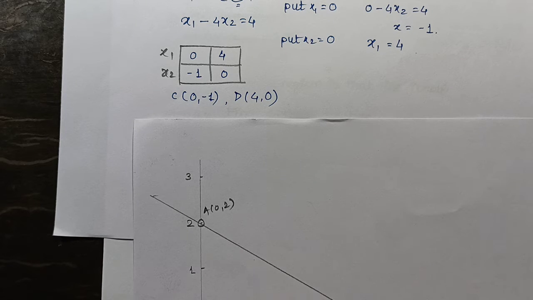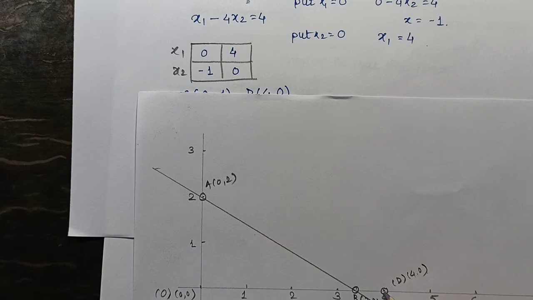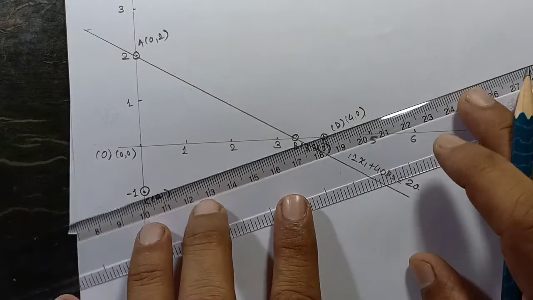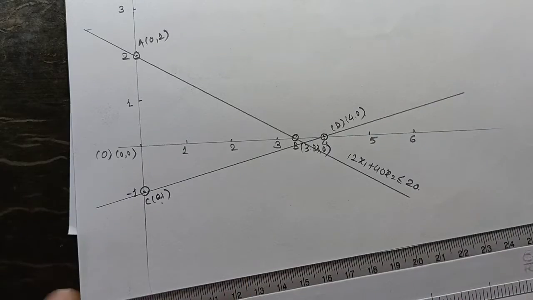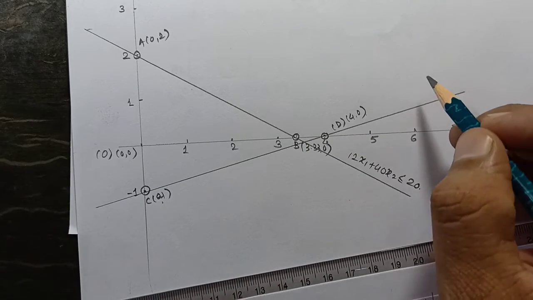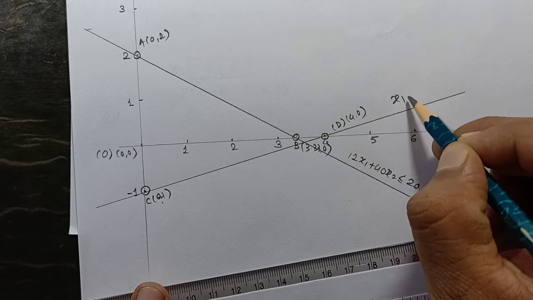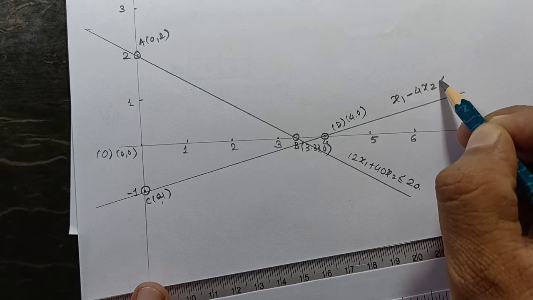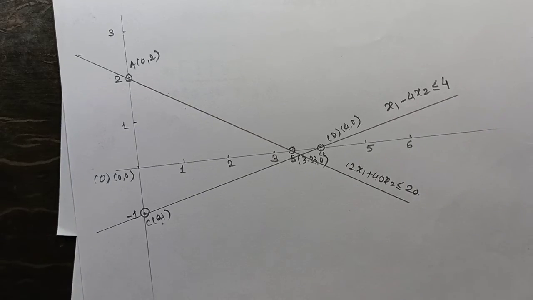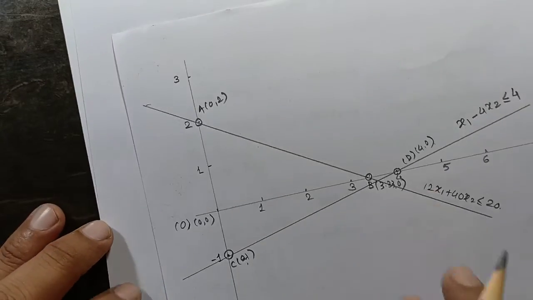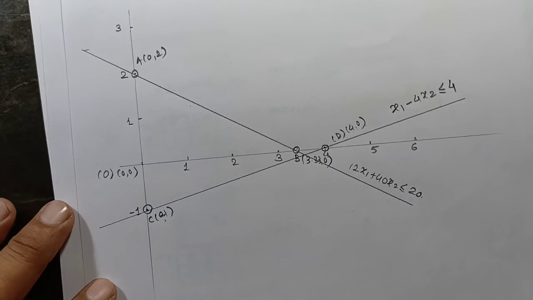So this is my C, that is 0, minus 1, and this is my D, which is nothing but 4, 0. So I got these 2 points. So I'll just draw a straight line passing through these 2 points, and I'll just write down the name of that particular line, that is x1 minus 4x2 is less than or equal to 4. So I got 2 constraints, so I have used a method by which I could draw the 2 lines on the graphs.